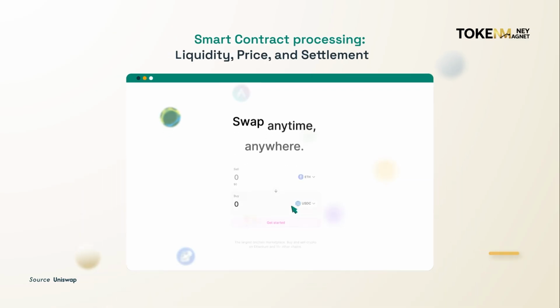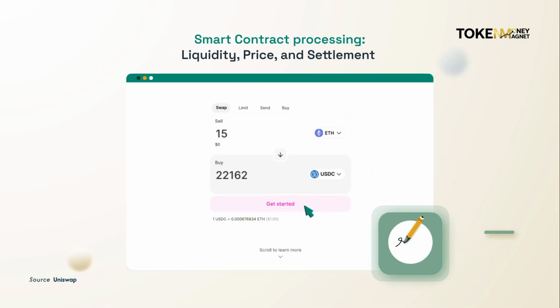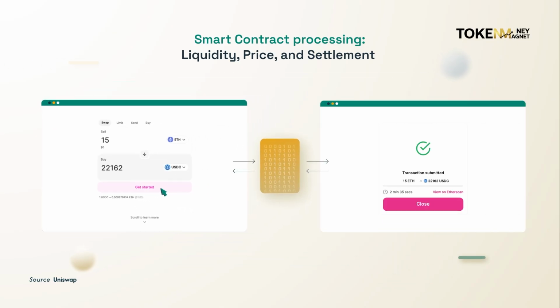For example, when you swap tokens on Uniswap, the platform isn't processing your trade. Your wallet simply signs a transaction and the smart contract handles the rest. It's decentralized finance in action.